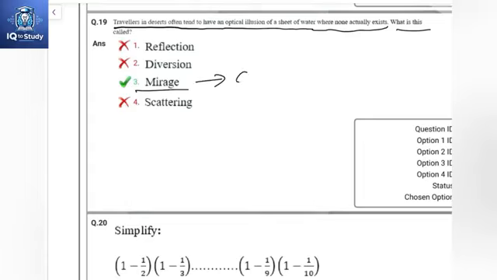Mirage is caused due to internal reflection of light.